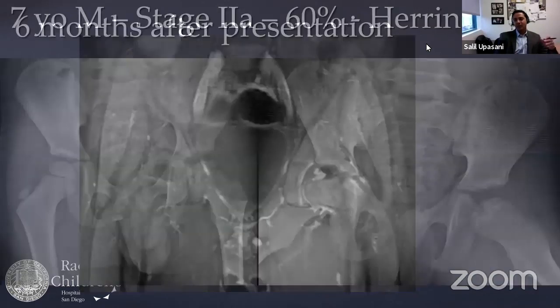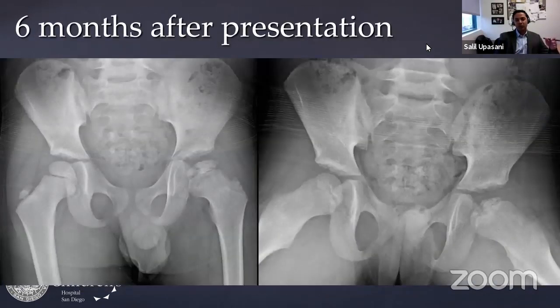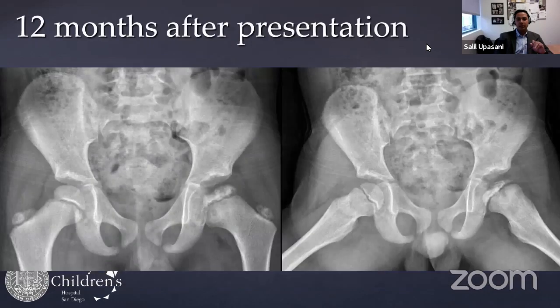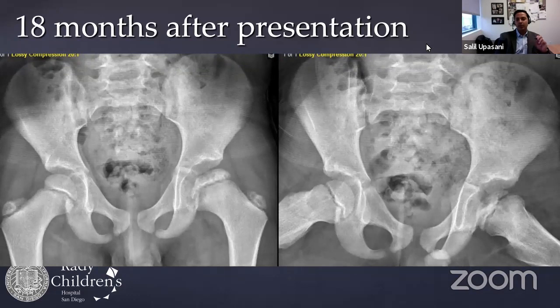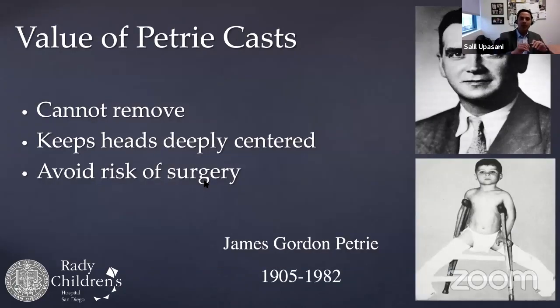Okay. So yeah, this patient was treated conservatively. Basically, the main goals are to maintain abduction, maintain hip motion. So here he is 6 months after, 12 months after, you can see he's gone into reossification, and at 18 months after, a relatively spherical femoral head. You can see the central area of necrosis still, and I'll present a case of that down the road.